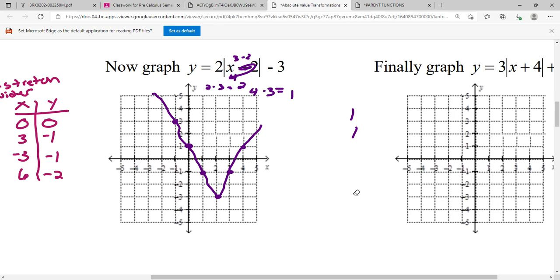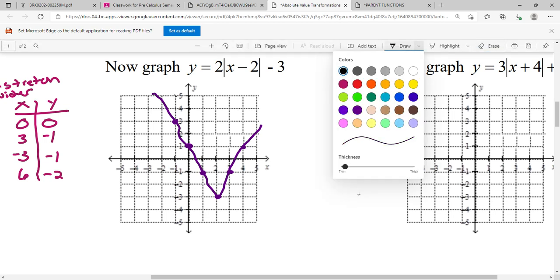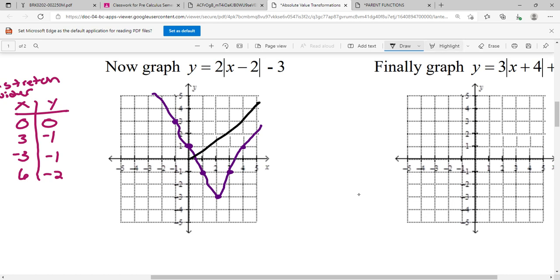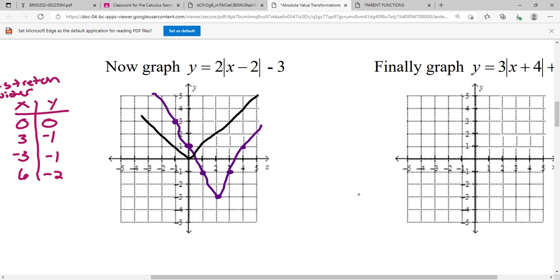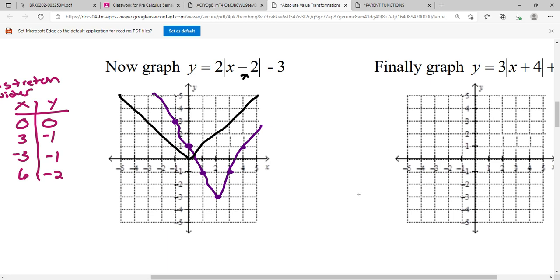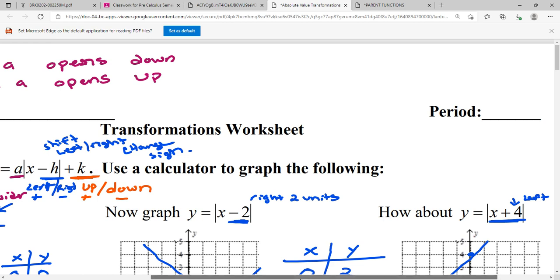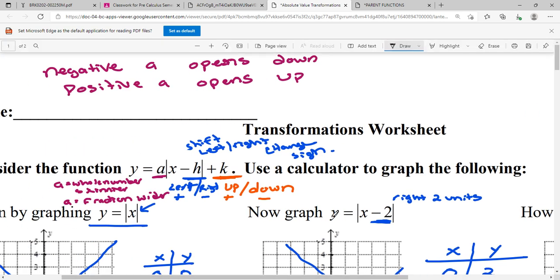Let's describe those transformations that we did. So we took our parent function. Let's draw our parent function. We took our parent function right here. We took our parent function and we moved it. This tells us this is our h value, right? y equals a|x minus h| plus k.